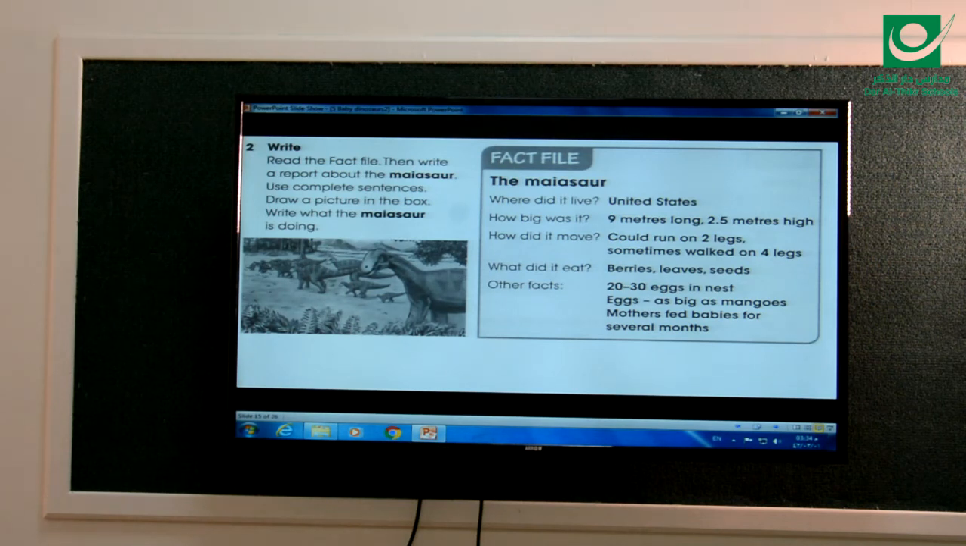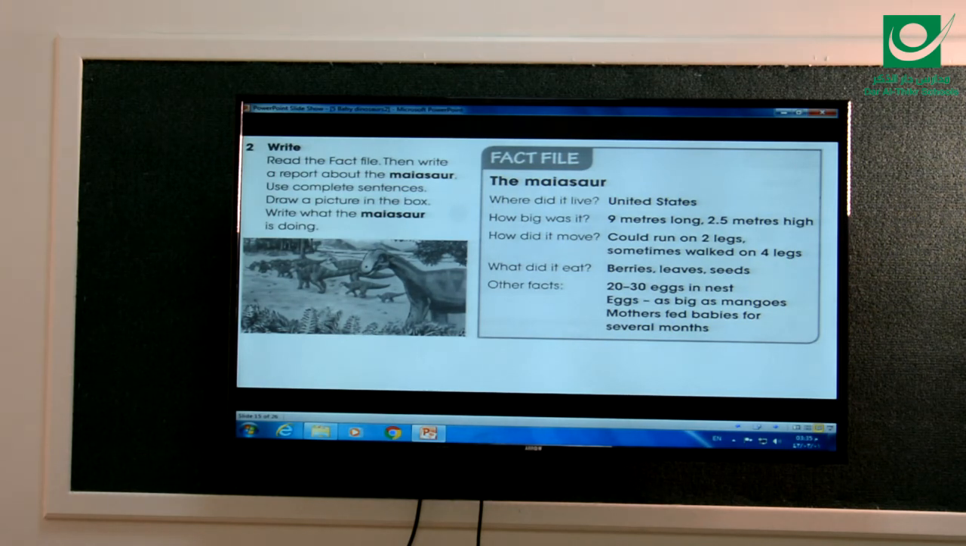Where did it live? United States. How big was it? 9 meters long, 2.5 meters high. How did it move? It could run on 2 legs, sometimes walked on 4 legs. What did it eat? Berries, leaves, and seeds. Other facts: 20 to 30 eggs in the nest. Eggs as big as mangoes. Mothers fed babies for several months.